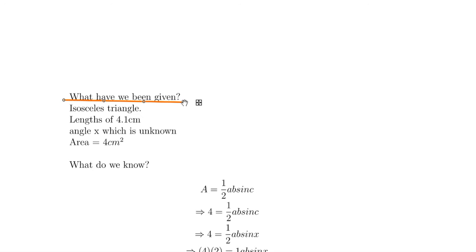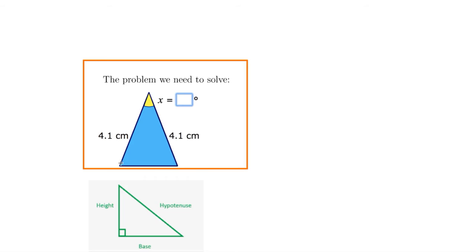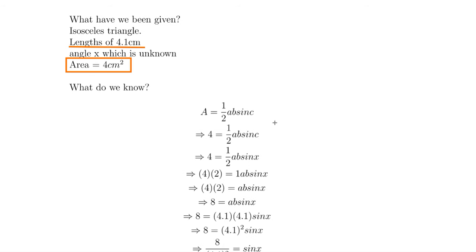So we have been given an isosceles triangle with lengths of 4.1 centimeters, angle x which is unknown, and an area of 14 centimeters squared. That wasn't stated in the beginning because for various reasons I wanted to discuss area generally, so perhaps that gave it away. But overall, we also have been given an area of 14 centimeters squared, which with that area, you then can work these things out, and I shall express how that is done.